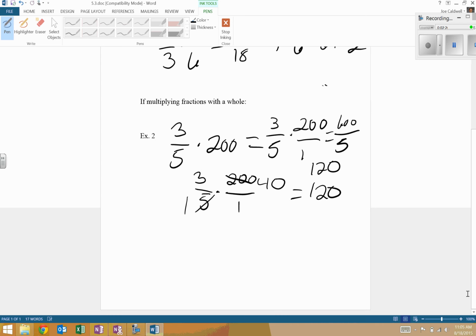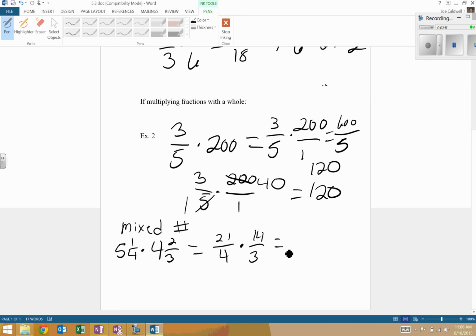Finally, mixed numbers. All you do with mixed numbers is turn them into improper fractions and multiply away. So if I have 5 1/4 times 4 2/3, turn them into improper fractions. So 5 times 4 plus 1 is 21 over 4, times 4 times 3 plus 2 is 14 over 3. Again, you don't need common denominators. Here, though, now you have real big numbers.